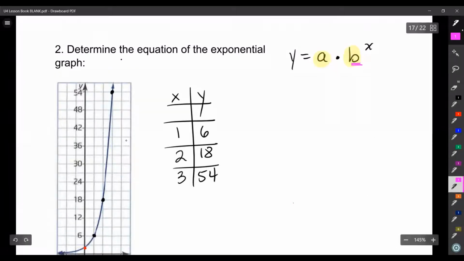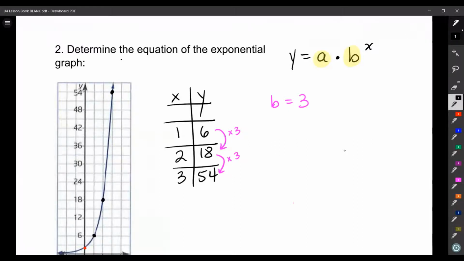Basically the b value is going to be the multiple to get from one y to the next y. So is there something consistent that I'm multiplying these by to get the next y coordinate? Ben? 3. Yeah, so if we notice we times 3 and times 3, we can continue to generate more points. This means that b equals 3. In other words, our y's are tripling, right? It's kind of like our exponential growth questions where we have things that are tripling.